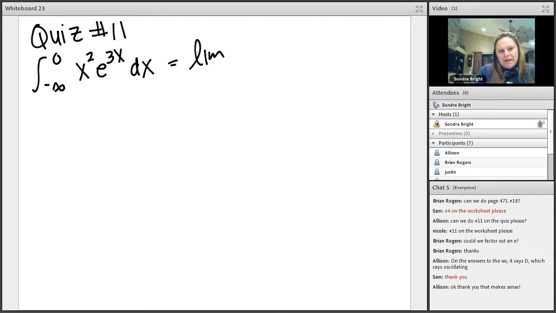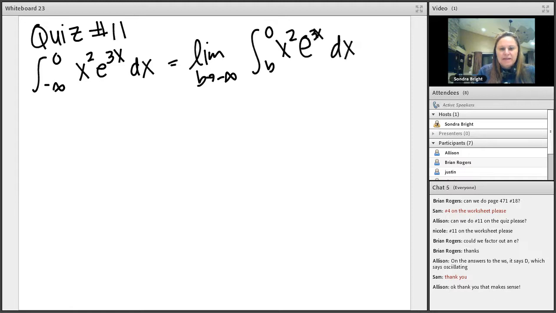The only difference is this is e to the 3x instead of just an x. So I'm going to write it as the limit as b goes to negative infinity of the integral from b of x squared e to the 3x dx. And then again, integration by parts because it's two things being multiplied in there. Remember, when you take the derivative of two things being multiplied, you'd have to do product rule. So it's integration by parts, but since one of these goes to 0 and the other loops around, we can do tabular.